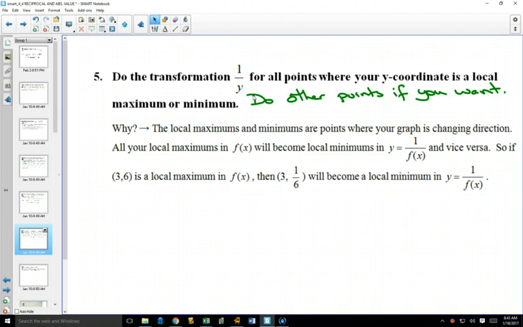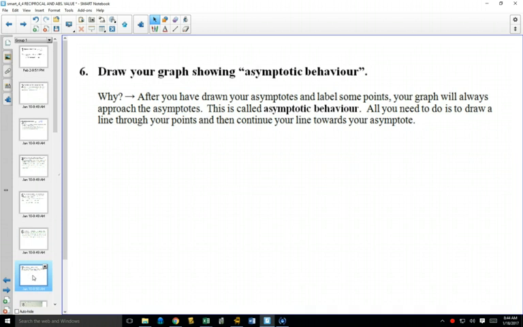But maximums and minimums are important points, because if you have a maximum on your original graph, when you do the reciprocal, it's going to be a minimum on your other graph. And then finally, you're going to just connect your points and draw what we call asymptotic behavior. You're going to draw your graph towards the asymptotes. So again, like we've done before, you'll have points in each section of your graph, and then you'll be able to figure out what's going to happen to my graph at that point.